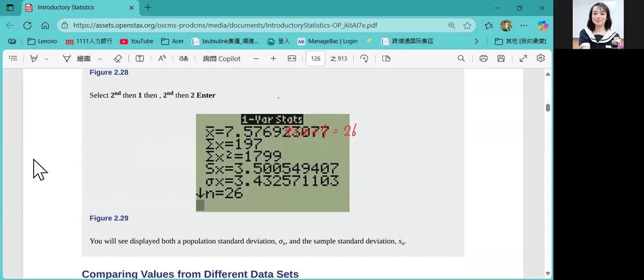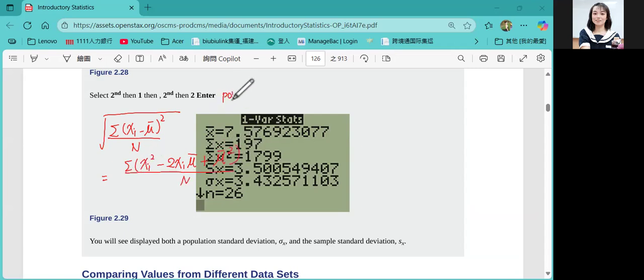Okay. And there is one thing I want to inform you: since we know it will be sigma xi subtract the mu, square, right? And divided by n, if it's all the population, xi square subtract 2 xi average add, right? Mu square and divided by n if it's a population.